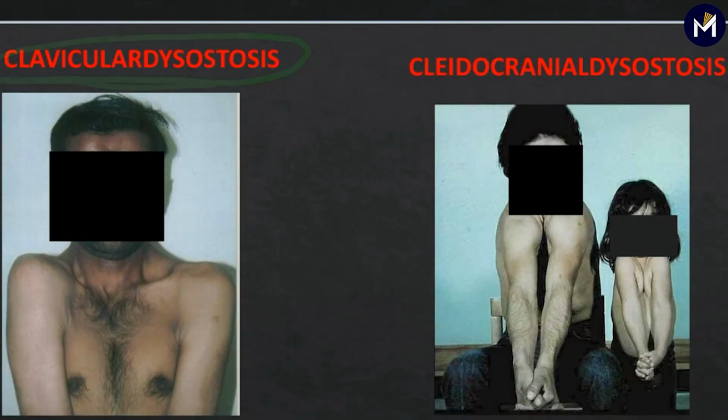Now, a clinical condition where the two parts of the clavicle, if they fail to fuse, then that condition is called as clavicular dysostosis. And there is one more clinical condition that is called as cleidocranial dysostosis, which means partial or complete absence of clavicle.